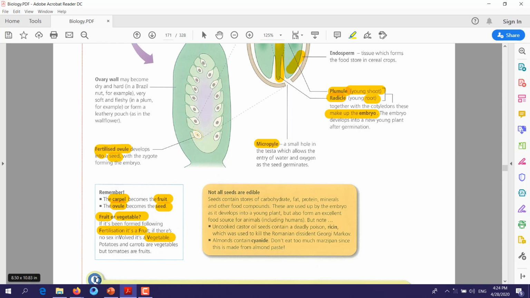As you can see here, they bolded the letters: fertilization, fruit. No sex involved, so it's a vegetable. That's why, for example, potato.